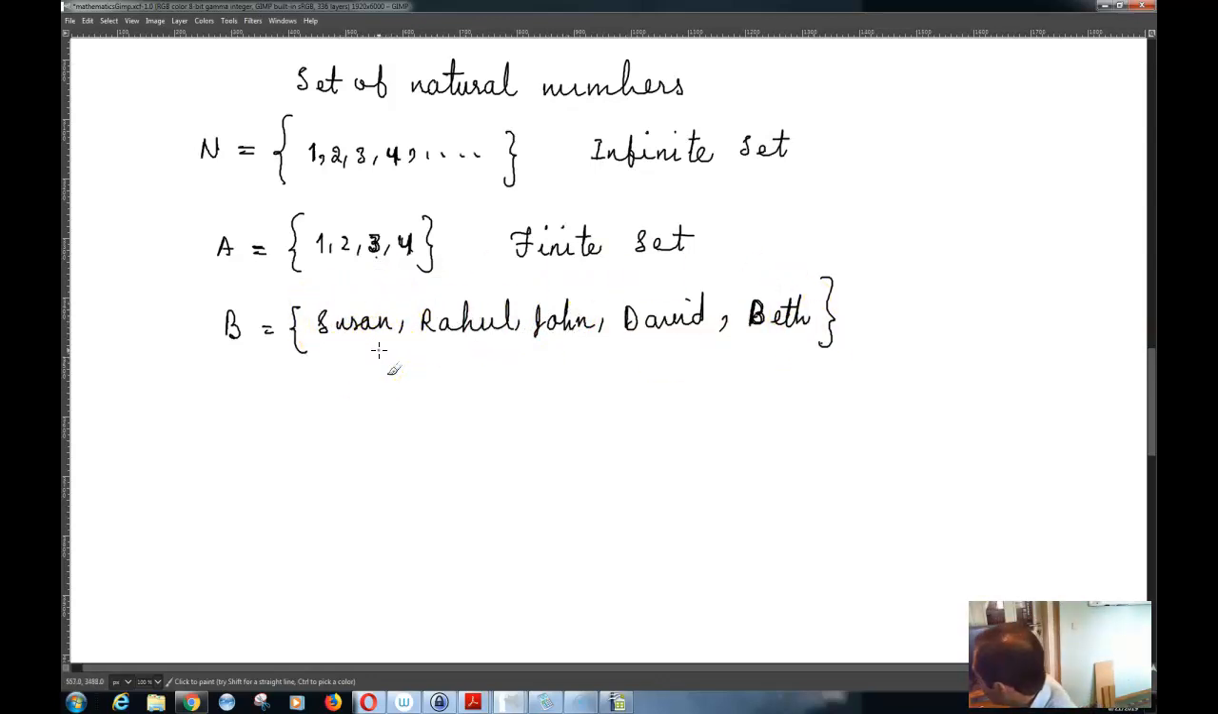Now suppose that A is a set of two colors. Suppose that you have a set A over here, and that is two colors, for example, red and blue. And suppose that you have another set called B, which is three objects, for example B, C, and S.